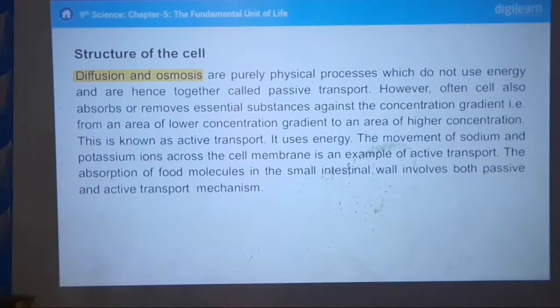However, often cell also absorbs or removes essential substances against the concentration gradient, that is, from an area of low concentration to an area of high concentration. This is known as active transport. It uses energy. The movement of sodium and potassium ions across the cell membrane is an example of active transport. Absorption of food molecules in the small intestinal wall involves both passive and active transport mechanism.